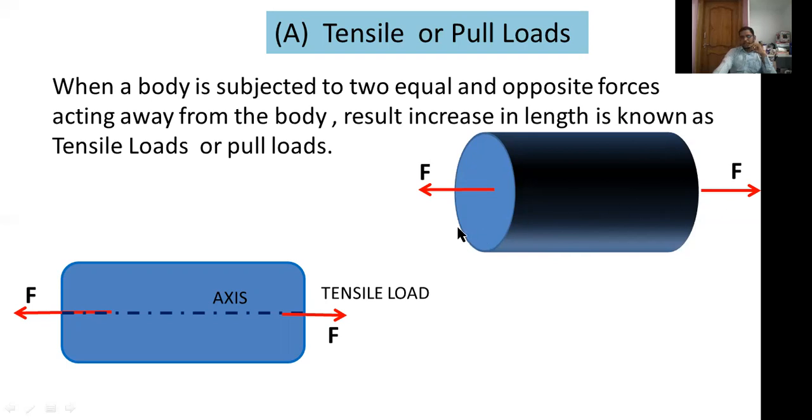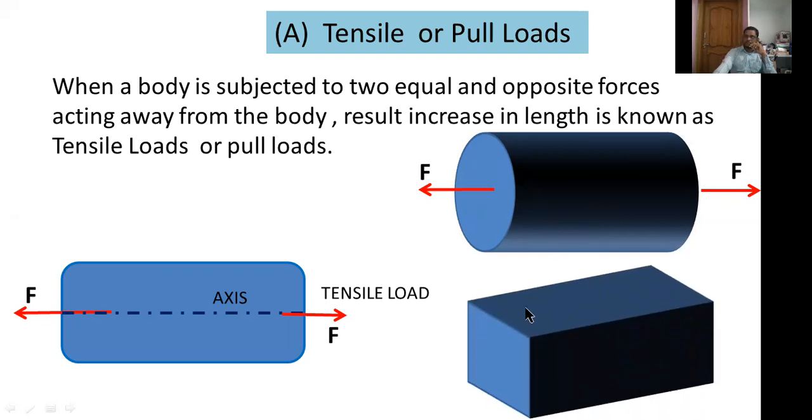Okay, when two equal and opposite forces act away from the body, then the forces are called pull or tensile loads. This is a circular body, a circular shaft. This is a rectangular bar. This is a circular or round bar. This is a rectangle or a square bar.